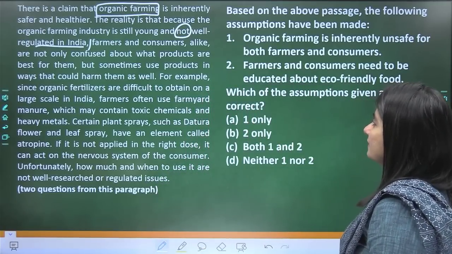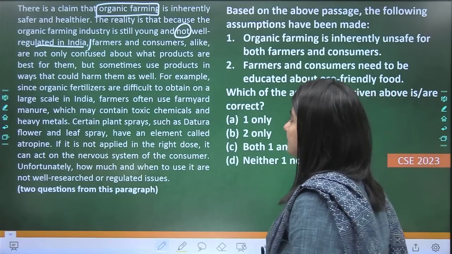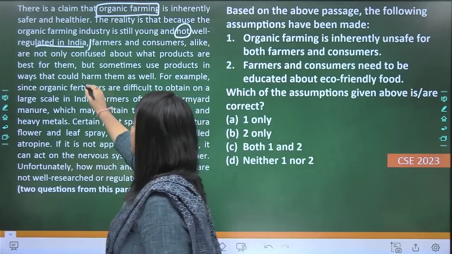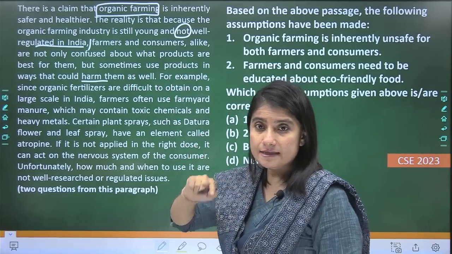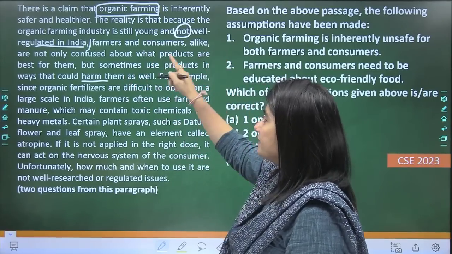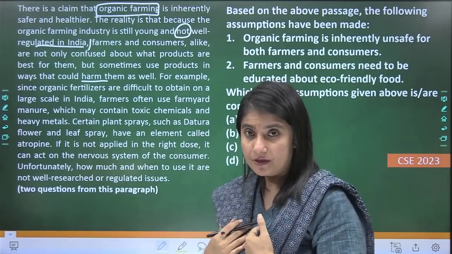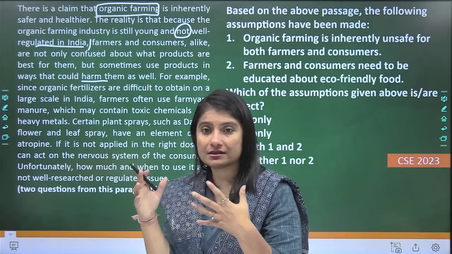Farmers and consumers alike are not only confused about what products are best for them, but sometimes use products in ways that could harm them as well. So, it is talking about how organic farming is safer and healthier. Then it says that it is not well regulated in India. People are confused and they use it in a way that sometimes harms them. So, we are going to build up the idea of the passage in our mind.